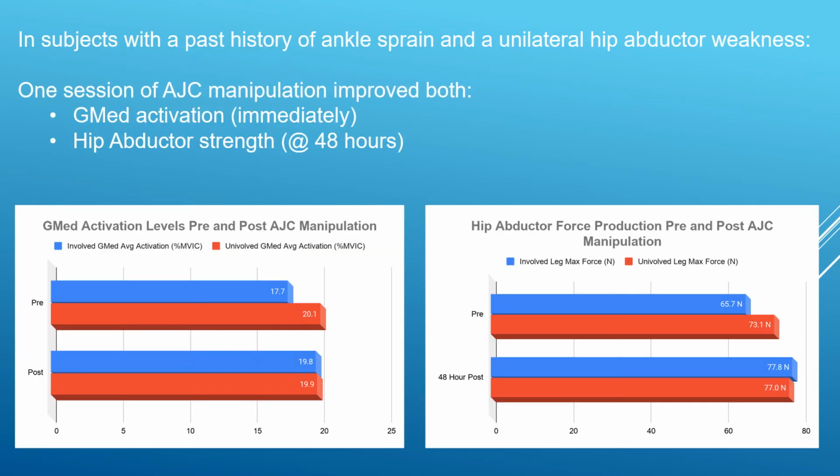Discussion. So to summarize, in subjects with a past history of ankle sprain and a unilateral hip abductor weakness, one session of ankle manipulation improved both glute med activation immediately and hip abductor strength at 48 hours. In both cases, bringing it up to the level of the unaffected side.